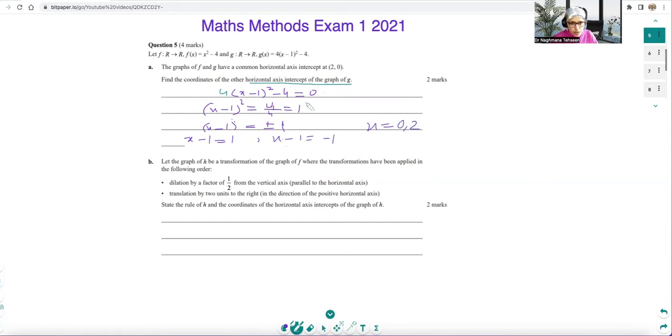So therefore, the x-intercept 2, 0 is already given. So the other intercept is 0, 0. The x-intercept is 0, 0. Okay.